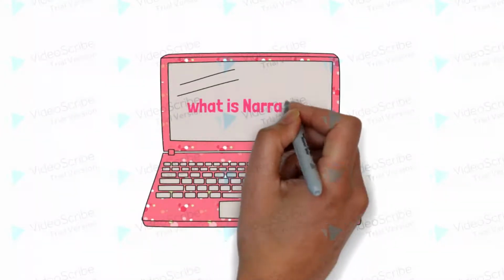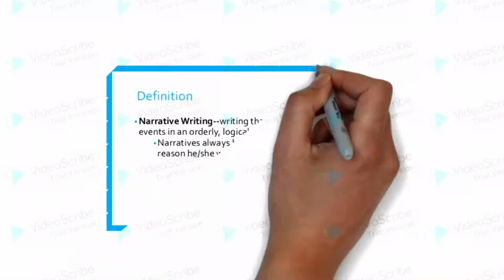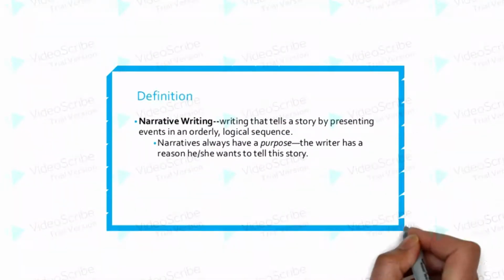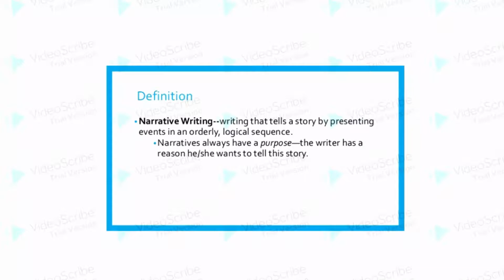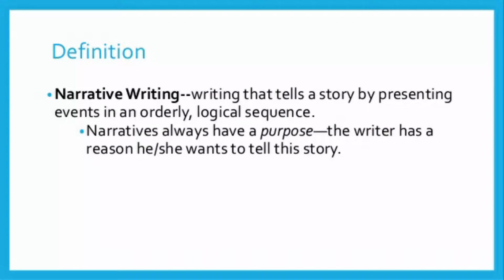So, what is narrative? We have here a simple definition for narrative. Narrative is writing that tells a story by presenting events in an orderly, logical sequence. Narratives always have a purpose. The writer has a reason he or she wants to tell his story. So, narrative simply means a story.